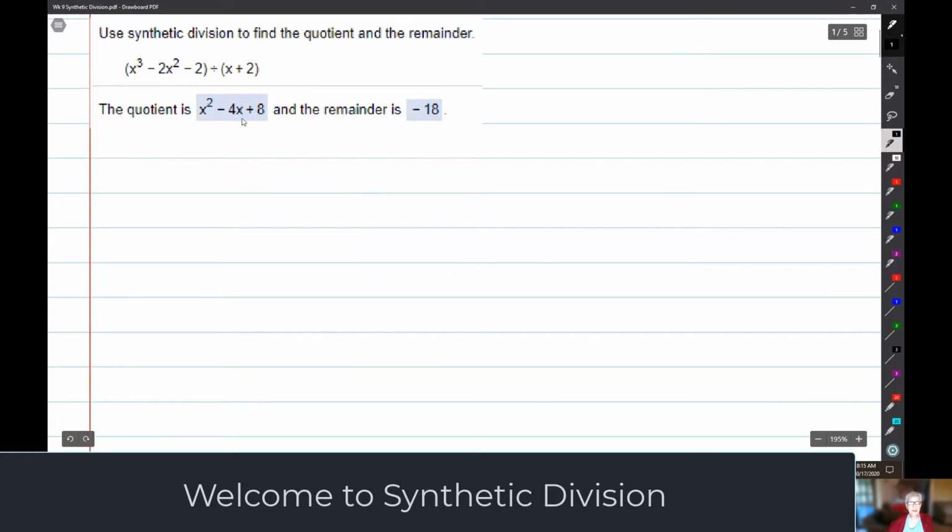Now, notice I even included the answers. I'm going to do this problem in a traditional way, and then I'm going to use synthetic division, and you'll see why synthetic division is so wonderful. Okay.